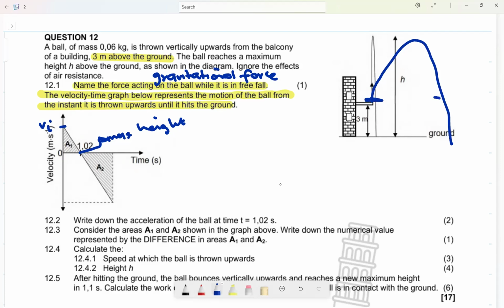The distance between this one and this one is just equal, but going down here it should be elongated like that. This is where it hits the ground.